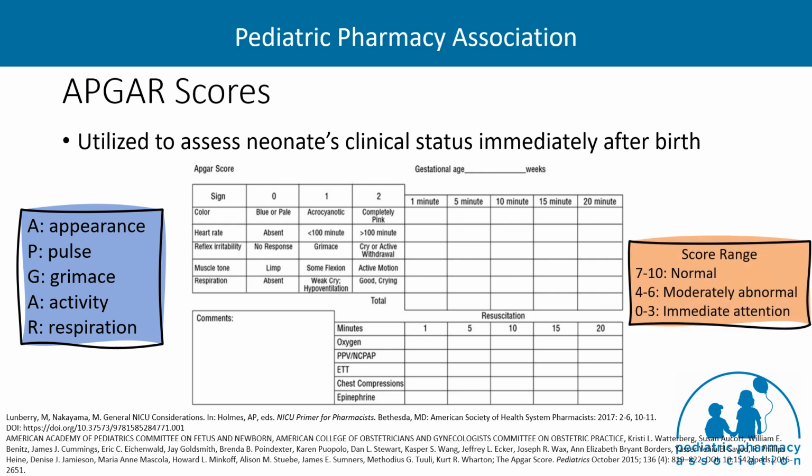The resulting score helps give an immediate clinical assessment to providers. A score of 7 to 10 would be considered normal, and the condition is reassuring. Scores of 4 to 6 are moderately abnormal, while a score less than 3 is indicative of a need for immediate attention.